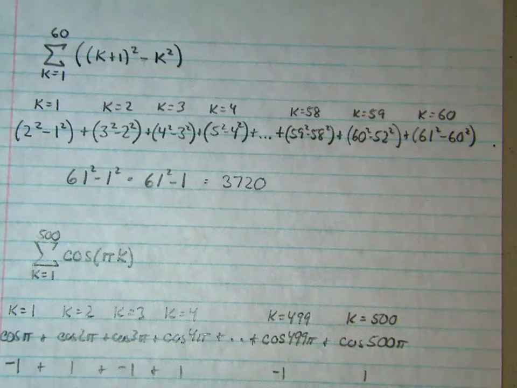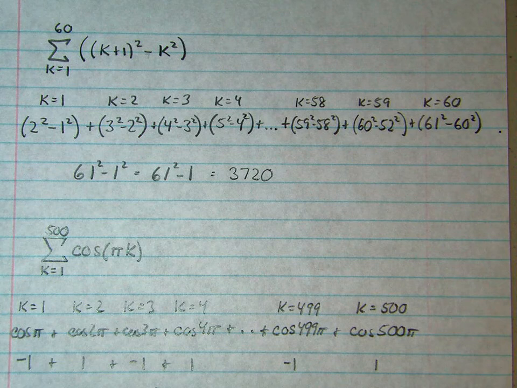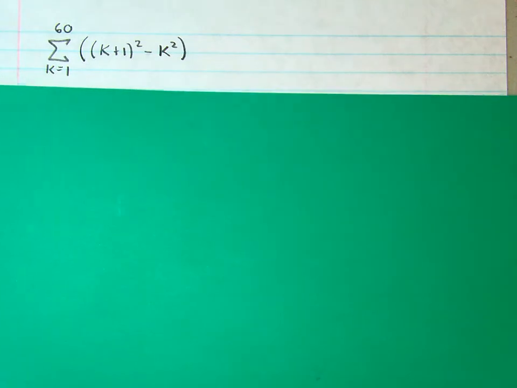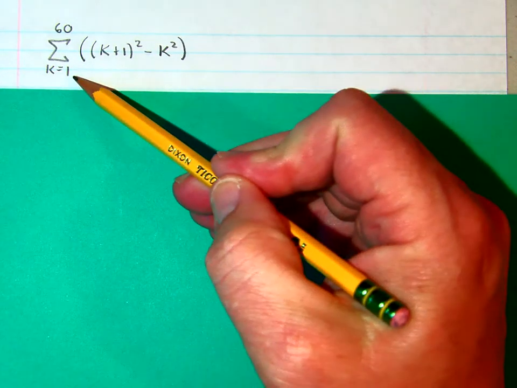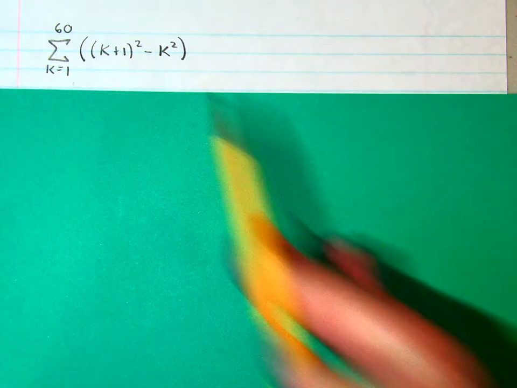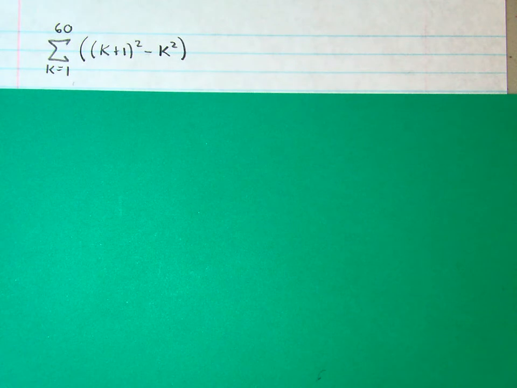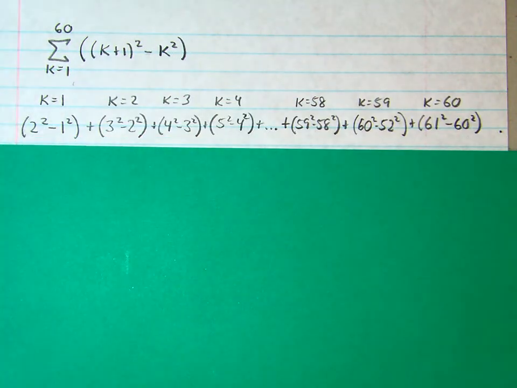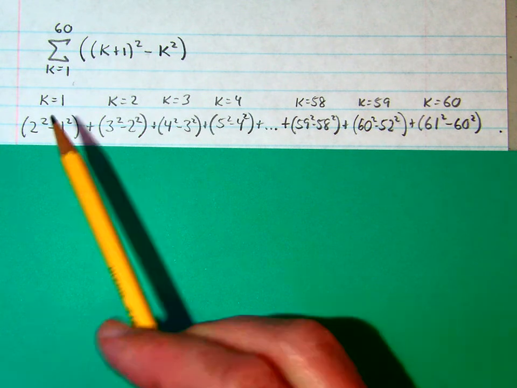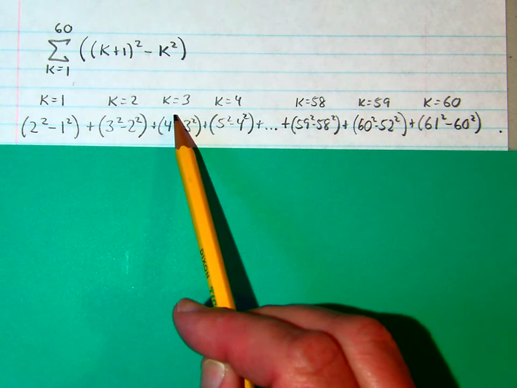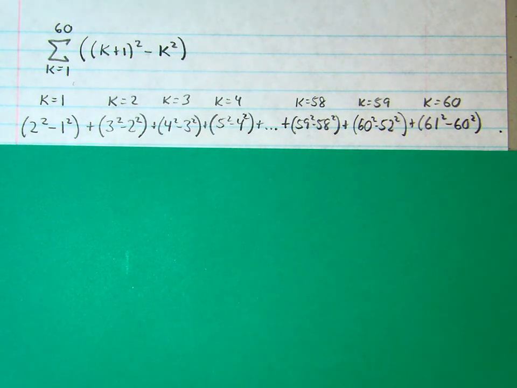All right, the next thing we're going to address is something called a telescoping sum. So for this example, we have k going from 1 to 60, and this is the expression we're summing: (k plus 1) quantity squared minus k squared. So what I did here is I plugged in the first few k's. What if k is 1? What if k is 2? What if k is 3? What if k is 4?